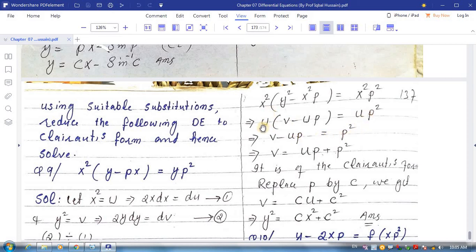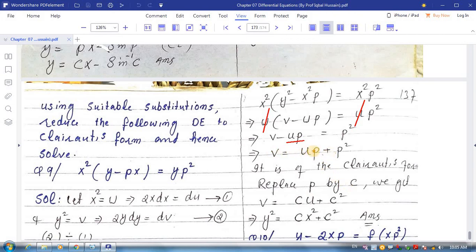Look at this u, cancelling this u and this u will be cancelled. We get v minus up is equal to p square. This v will be here, transpose this term to the other side. Now this is a differential equation. This differential equation is of the Clairaut's form. This v is the dependent variable, this u is the independent variable.